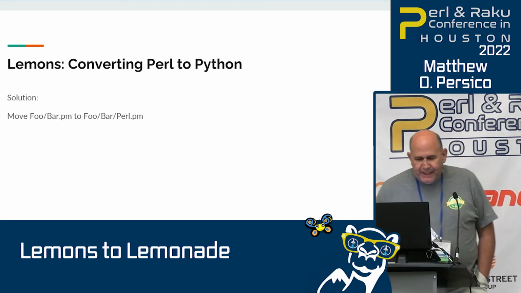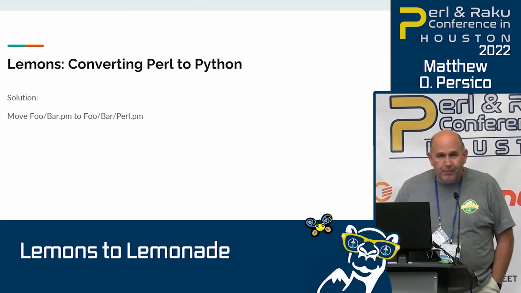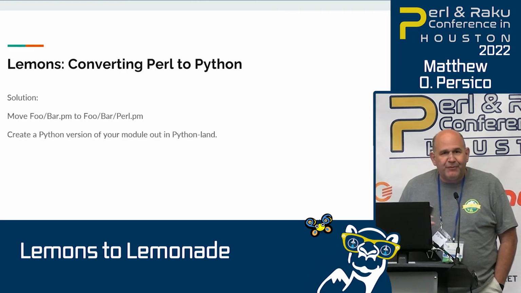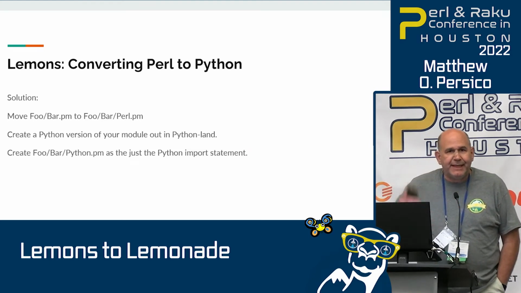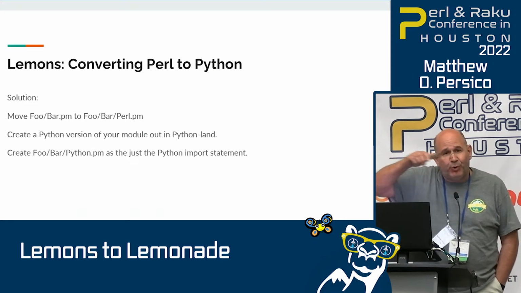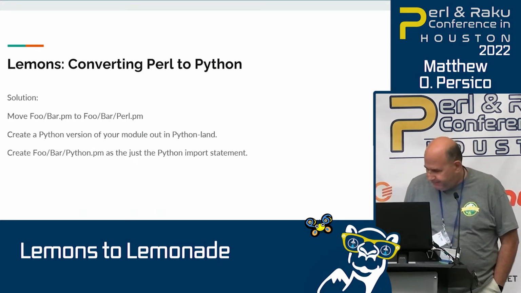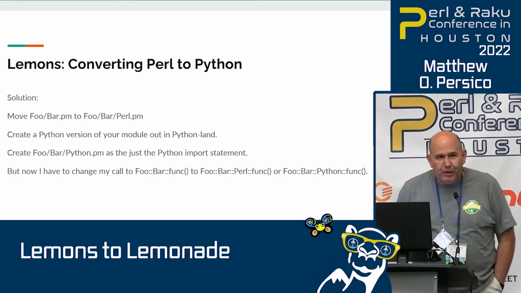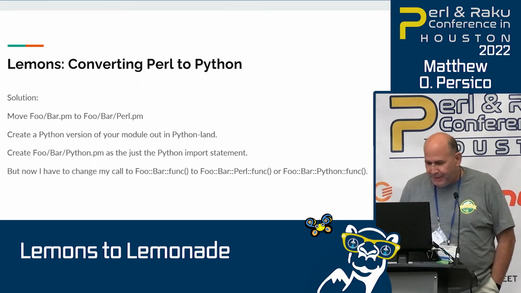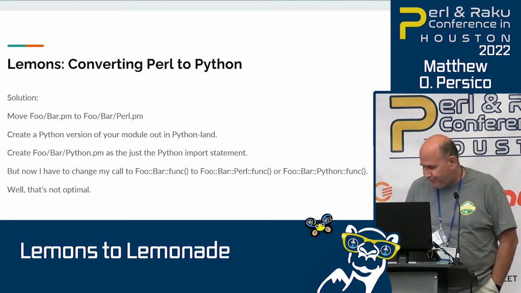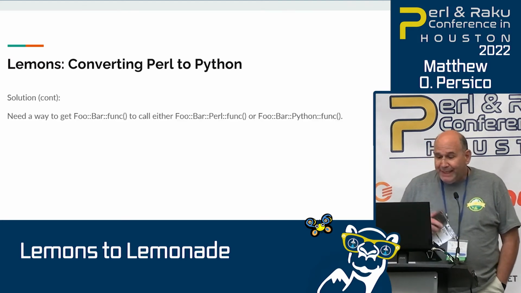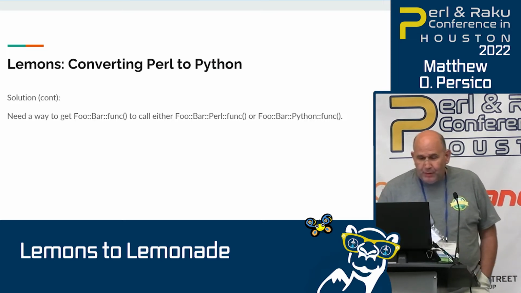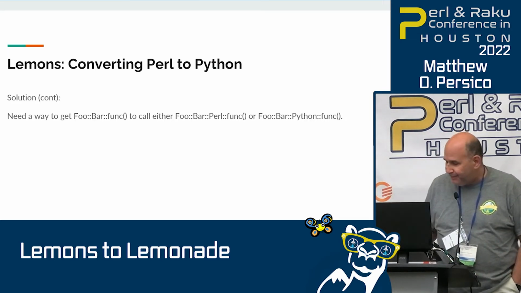So technically, you take foobar PM, you move that to foobar Perl PM. You write a Python version of that. And then you create foobar Python that's got the inline code that just basically does import the module, and you're good. But now I've got two modules. I've got foobar Perl and foobar Python, and I don't want to change my original code, flipping it back and forth to make the changes. So what I need is a way to get foobar func to call the Perl or the Python as desired.